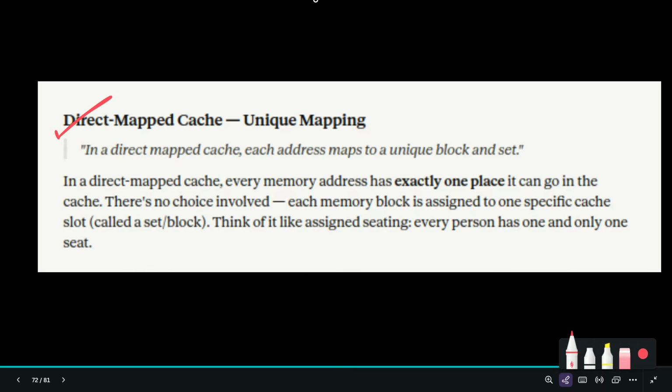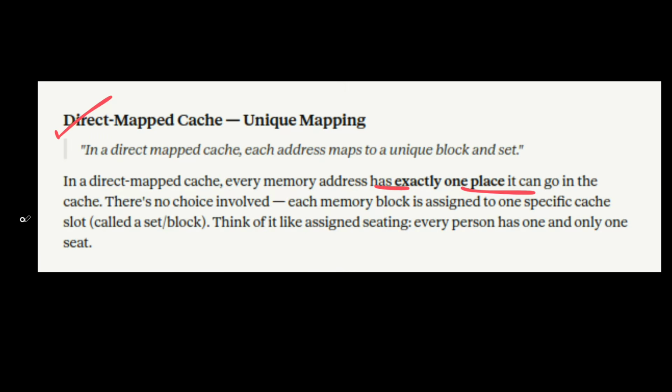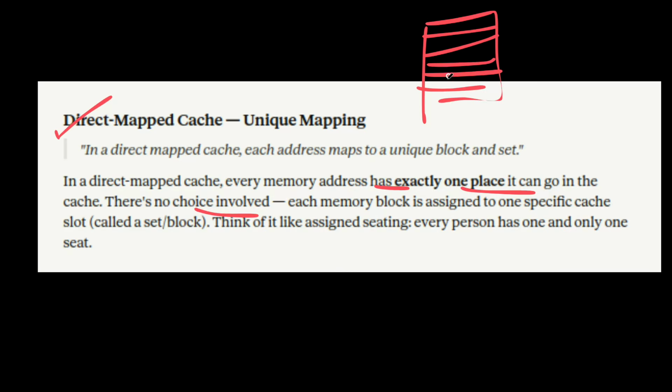So therefore, if you see, every memory address we know has exactly one place it can go into. So there is no choice. We don't need to decide. So each memory block is assigned to one specific cache slot, that is block. So therefore, if you consider here in our direct cache, there are blocks, right? Now when you consider each of these blocks, if you have one memory address, it is supposed to go to only one set.